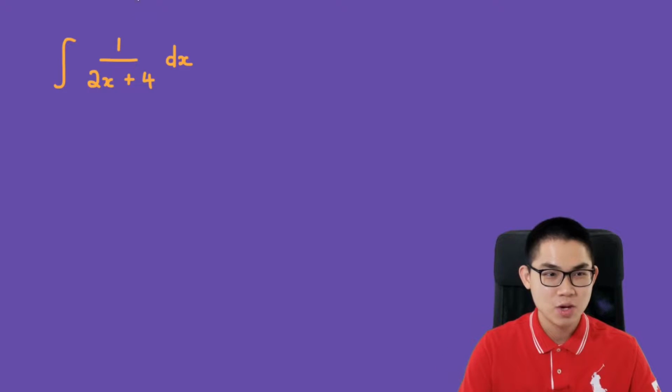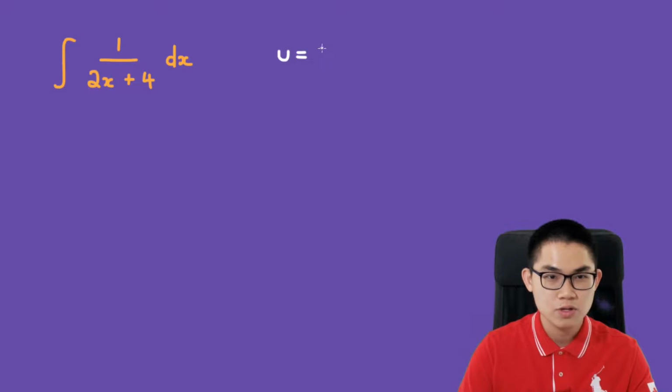So the idea behind U-substitution is to make your expression simpler. So we can simplify this into, let's say, 1 over u, right? So let u be equal to 2x plus 4. Okay, so we can turn the denominator into a u.